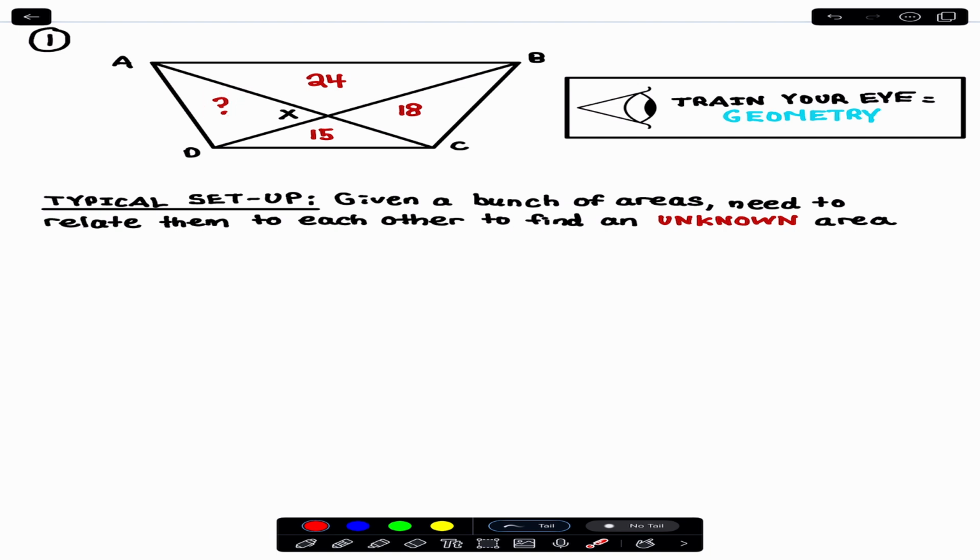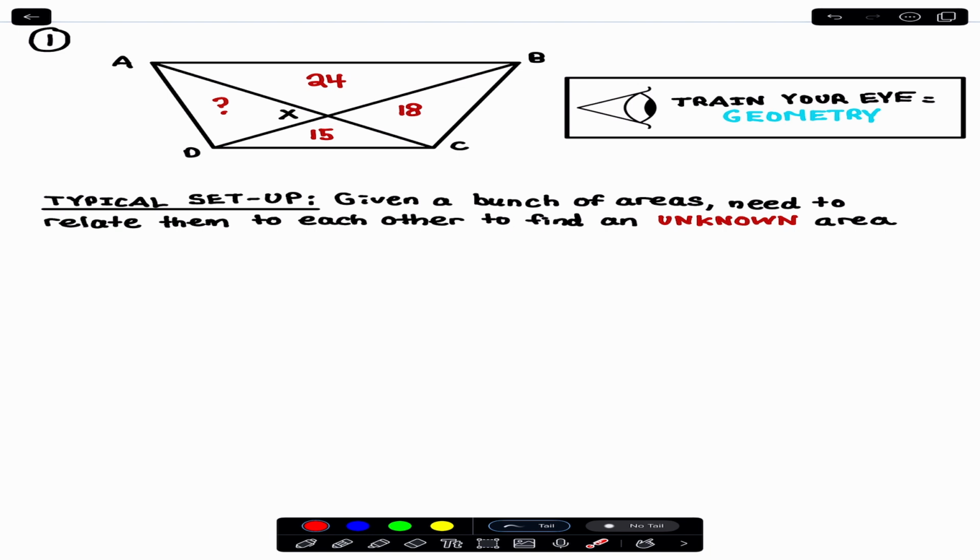So this is a very typical problem which uses the same altitude concept. You're basically given a bunch of areas. So we're given these three, and we need to somehow relate them to each other to find this last unknown area. As I said before, it may be tricky to apply what we just learned, but that's why we need to get a lot of practice. We need to see the altitudes. That's my hint to you.